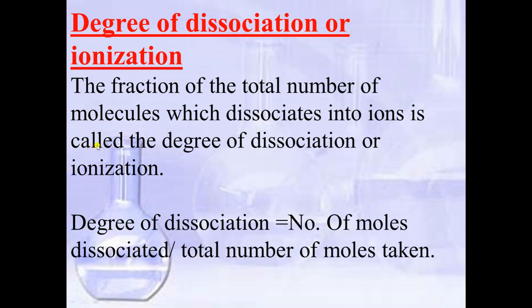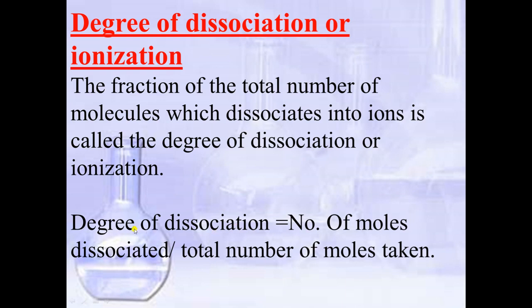Now there is one more term, degree of dissociation, or we can say degree of ionization. What is degree of dissociation or ionization? The fraction of the total number of molecules which dissociate into ions is called degree of dissociation or ionization. Here you can write the formula of degree of dissociation, and how much a substance dissociates into ions.